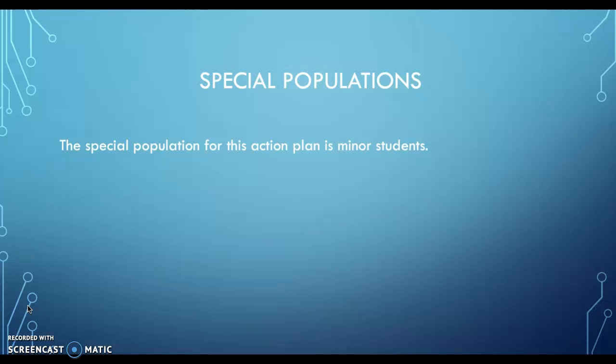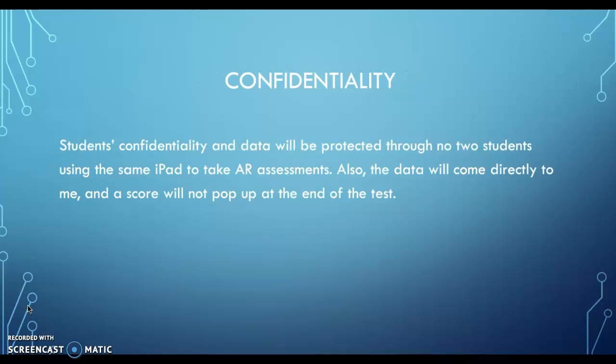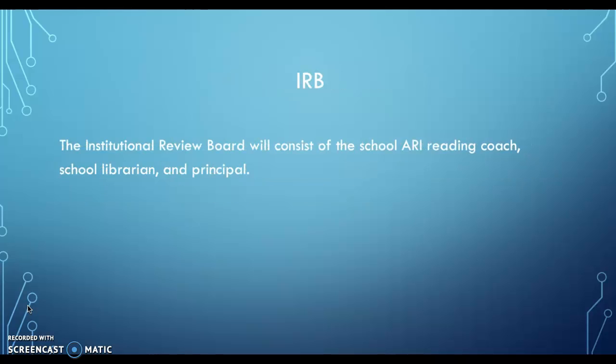Ethical consideration. Special populations. The special population for this action plan is minor students. Confidentiality. Students' confidentiality and data will be protected through no two students using the same iPad to take AR assessments. Also, the data will come directly to me and a score will not pop up at the end of the test. IRB. The Institutional Review Board will consist of the school reading coach, school librarian, and principal. These are important stakeholders that will understand the importance of the data.